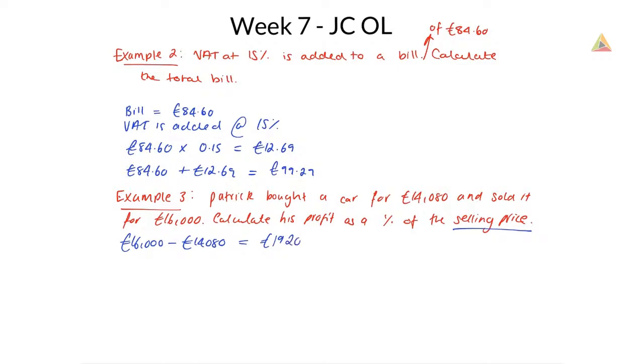In order to get the percentage profit of the selling price, we're going to put the profit in euro, which is 1,920, over the selling price. Now the selling price is 16,000. So you need to put 1,920 over 16,000. To get a percentage, you're going to be multiplying that by 100 over 1. When you do that, you will get 12%.